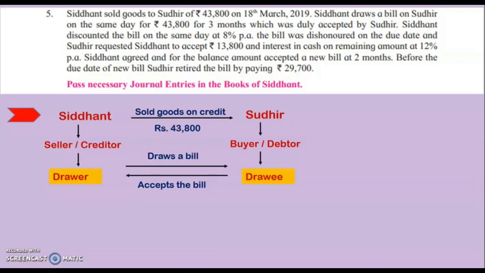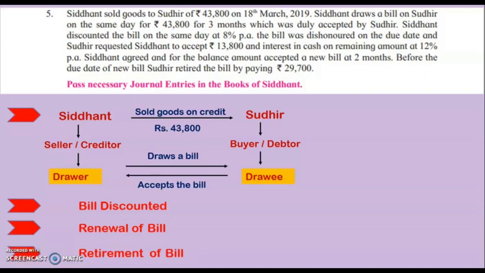Now further, Siddhant is discounting the bill with his bank at the rate of 8%. So we have to pass entry for bill discounted. Then the bill is dishonored and Sudhir requests to renew the bill. So we have to pass the renewal entry, and we know that in case of renewal of a bill, we have to pass 4 entries. Then the new bill which is drawn is retired by Sudhir. So we have to pass entry for retirement of bill.